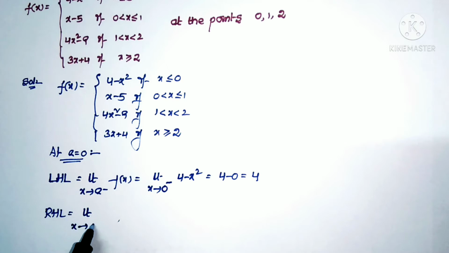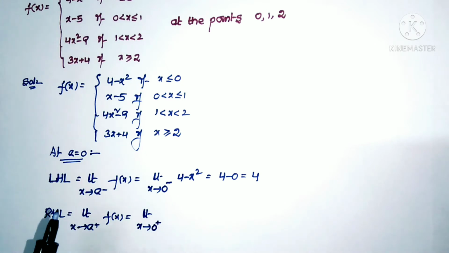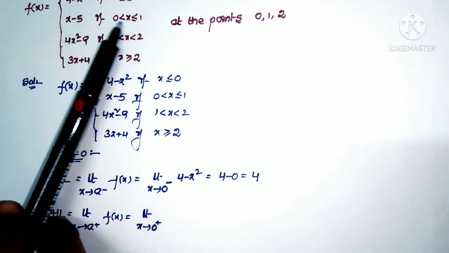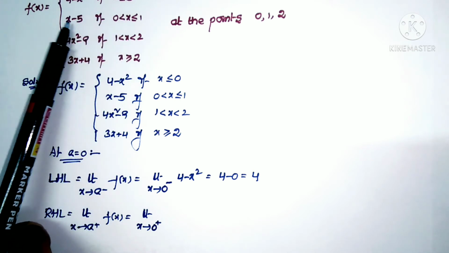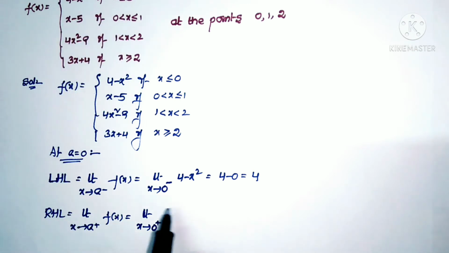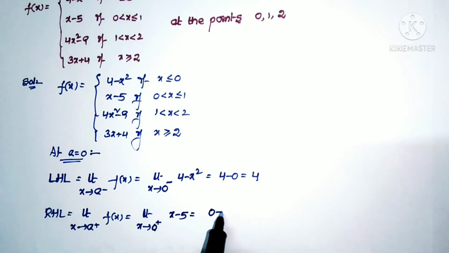Now finding the right hand limit value, limit x tends to a plus f of x. We take a is equal to 0 here, so 0 plus, f of x, x greater than 0. So this is the x greater than 0 case. For x greater than 0, the function value is equal to x minus 5. So we take the function x minus 5, and substituting x is equal to 0 here, 0 minus 5 is equal to minus 5.